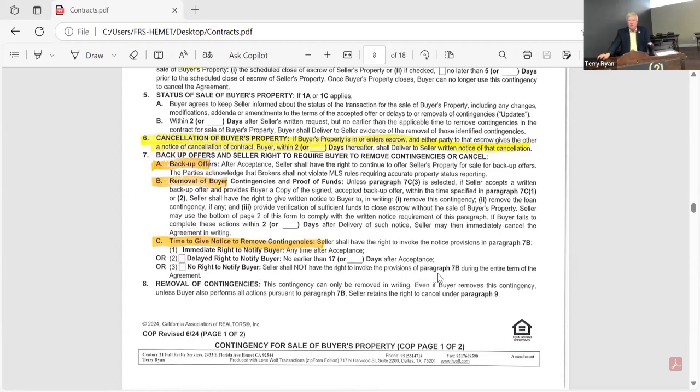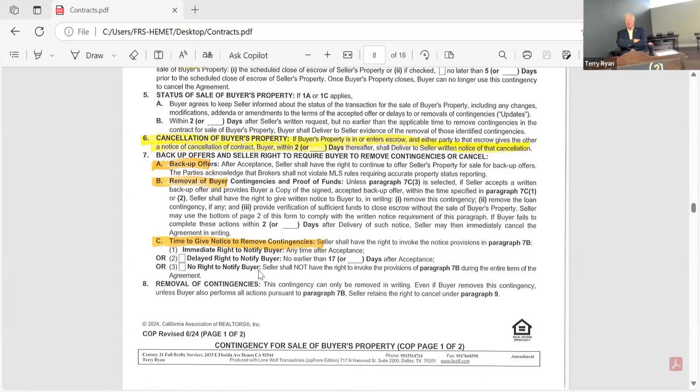Seller shall not have the right to invoke or notify the buyer during the entire term of the agreement. Now, from a buyer's standpoint, no right to notify the buyer. That means if I wrote a 45-day close of escrow, that for 45 days, the seller cannot do anything about that contract. They have to leave it in for the entire term. That's what a buyer would like.